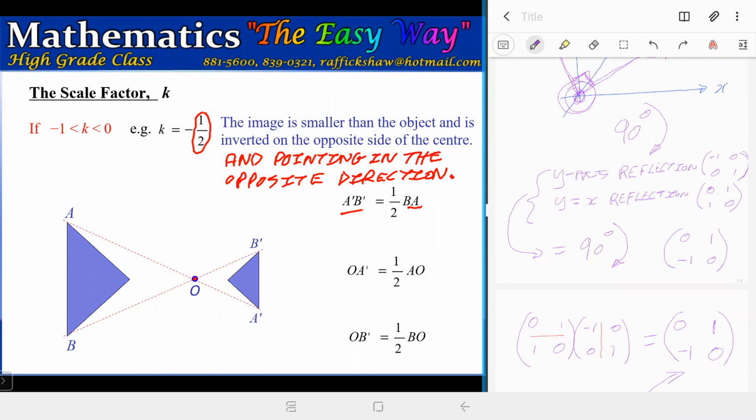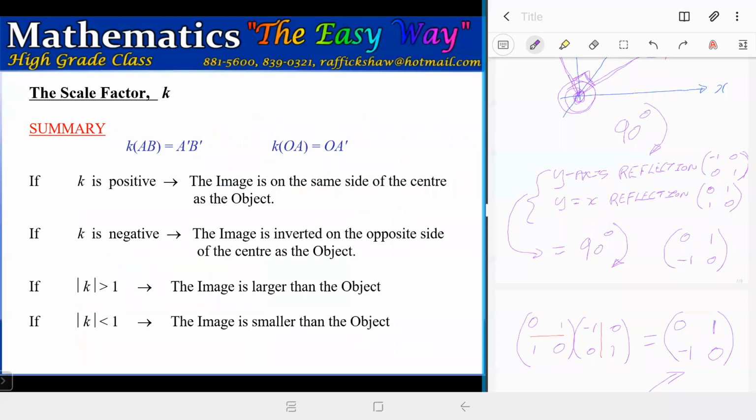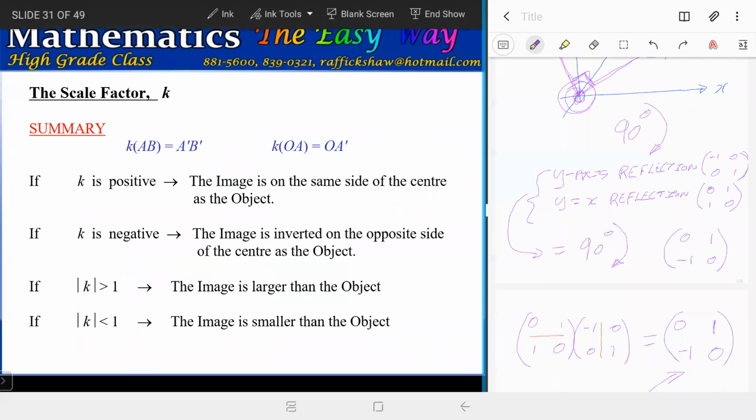All right, so let us go and do the summary page. This is the summary page right here. It says if K is positive, the image is on the same side of the center. You're going to add this now: and pointing in the same direction. Write it on the slide. Those of you who have the booklet, write it in there: pointing in the same direction.